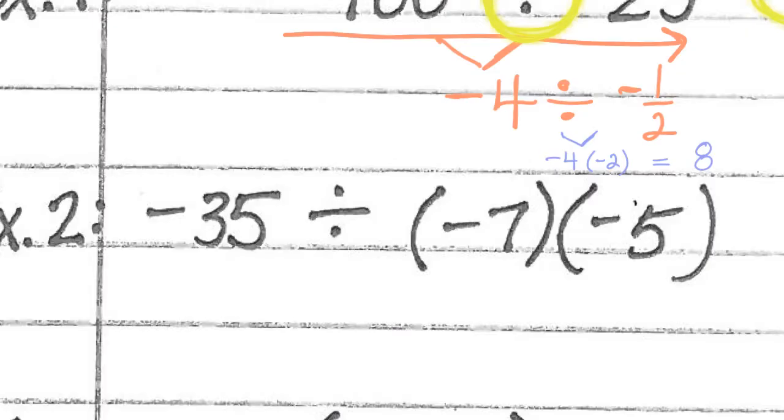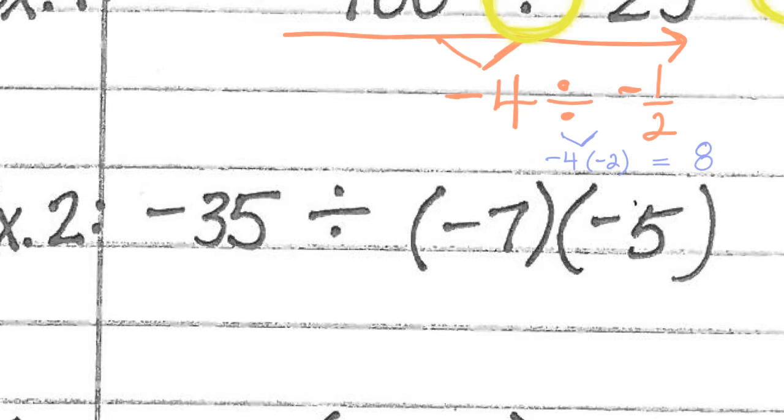Moving on. Example 2. Negative 35. Do not use your calculator. Okay, this one will trick you because in your gut of guts, if it says negative 35 divided by negative 7 times negative 5, what do y'all want to do first? Multiply, divide. Okay, so what do we have to do first? Divide. We do have to go from left to right.